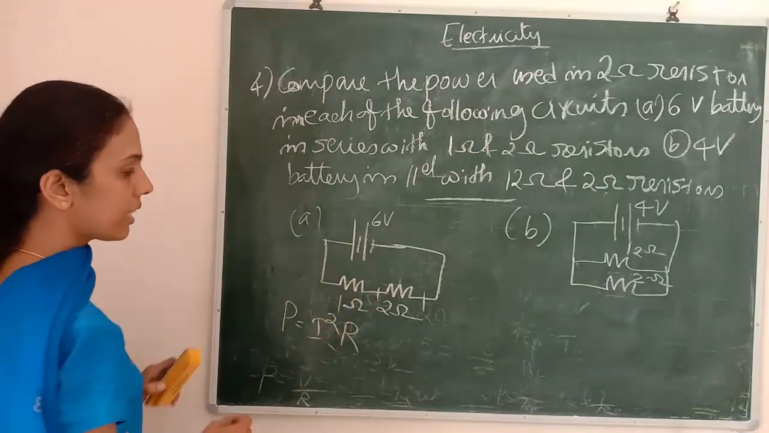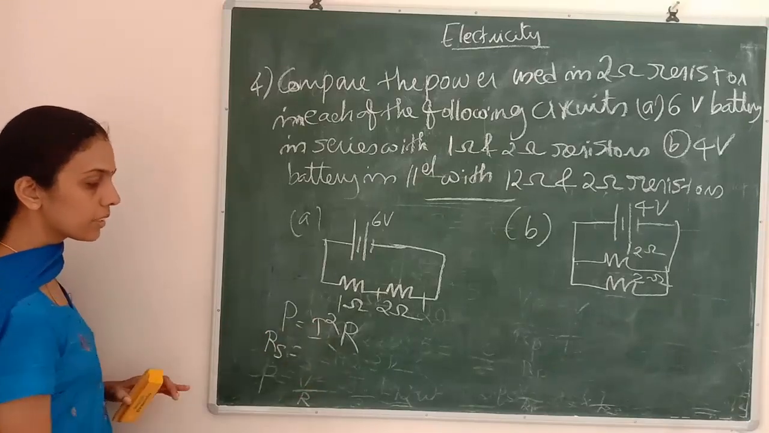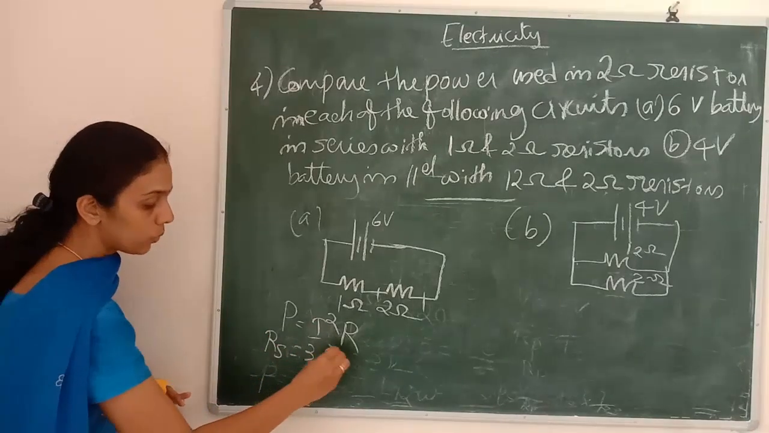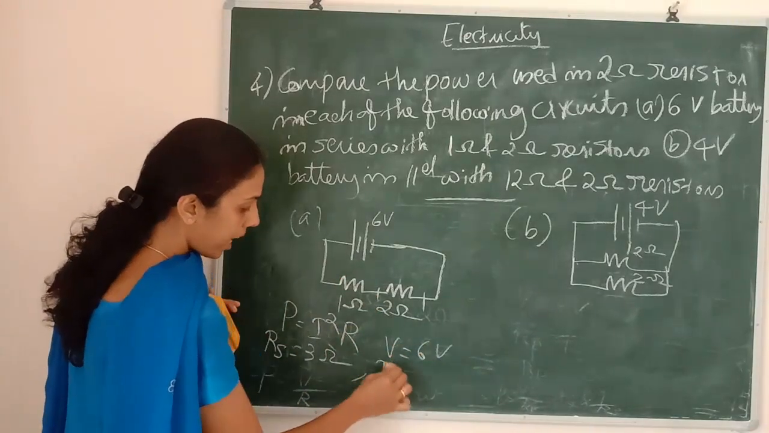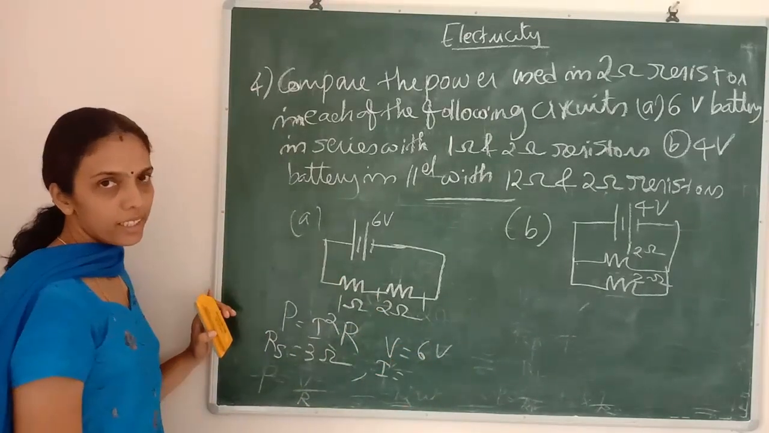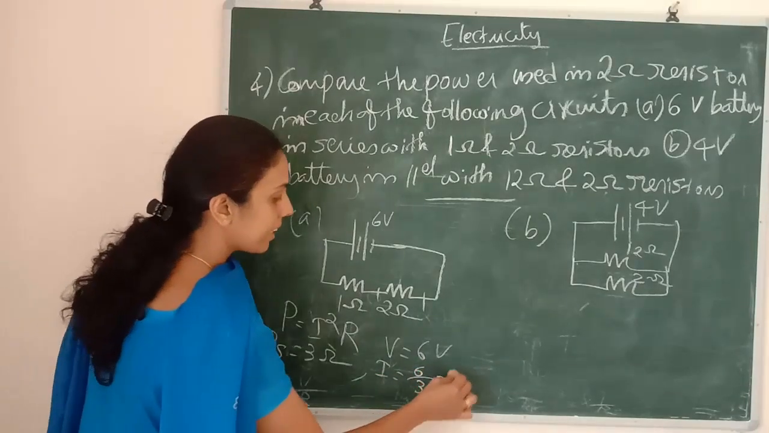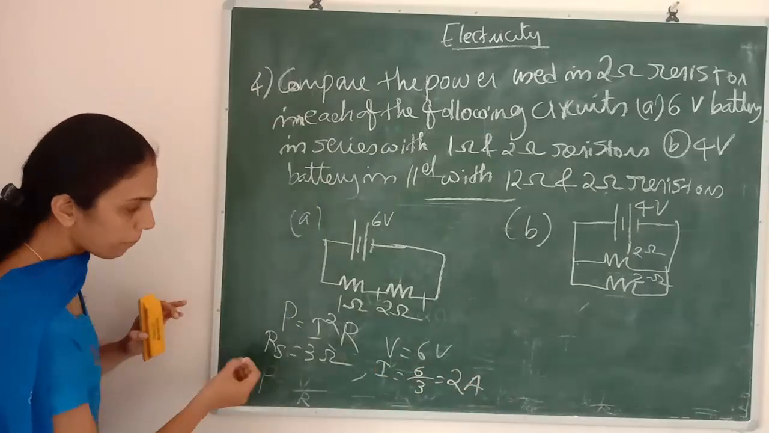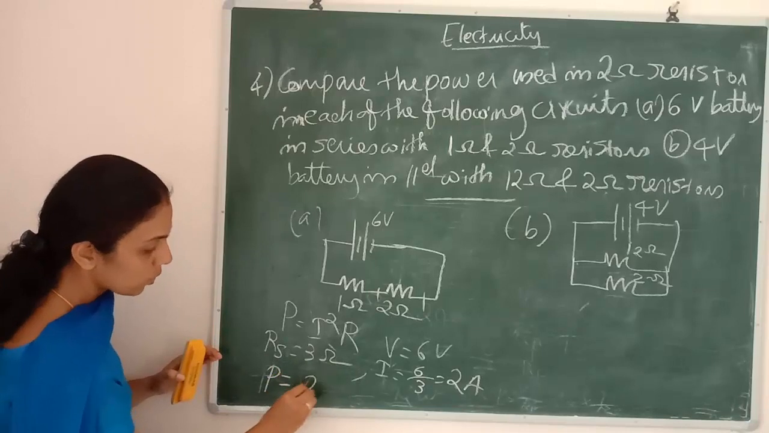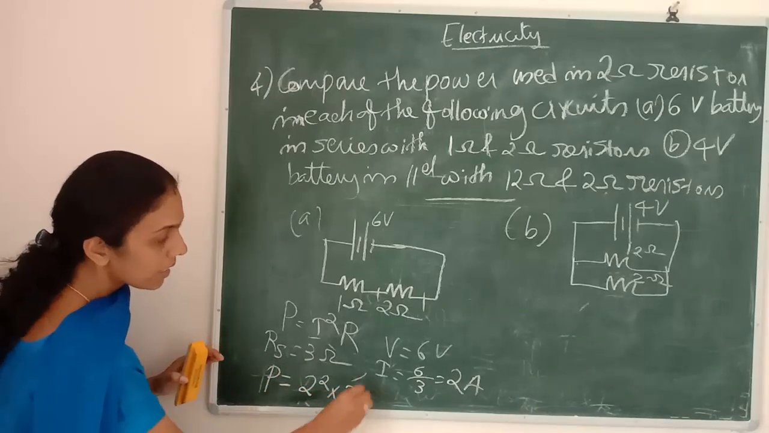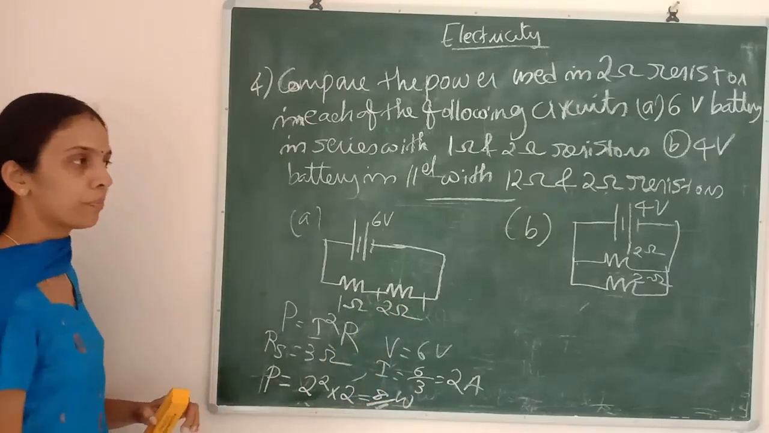So here shall we find out the current first? What is the total resistance in the circuit? R is equal to 3 ohm, and voltage is given as 6 volt. So what will be I? V equals I into R, so I equals V by R, 6 by 3, that is 2 ampere. 2 ampere we got as current. Then power equals I square R. So 2 square into R, which is 2 ohm, isn't it? So we are getting 8 watt.